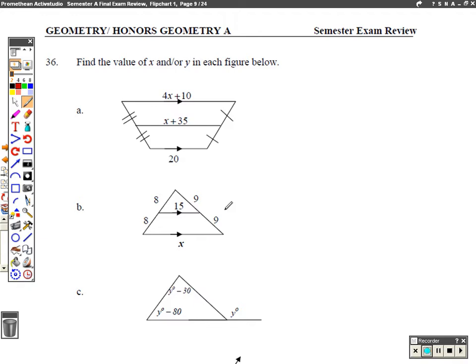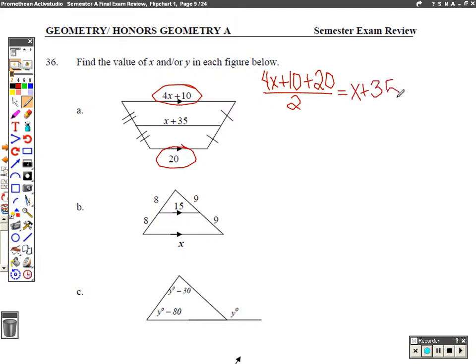Problem number 36. In order to begin problem number 36, you need to remember that the mid-segment of a trapezoid is equal to the average of its two bases. So to average these two numbers, I add 4x plus 10 plus 20 and divide by the two numbers that I added, and I set that equal to the mid-segment.